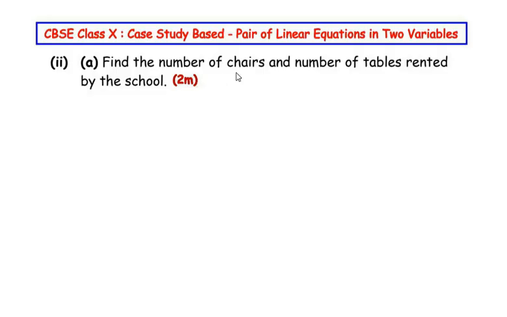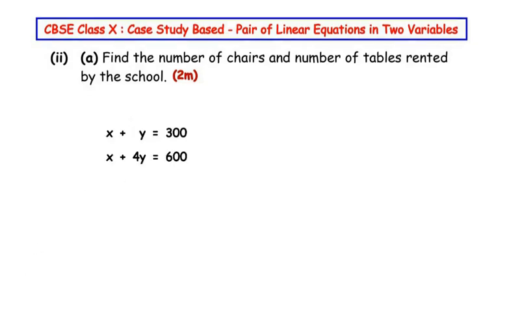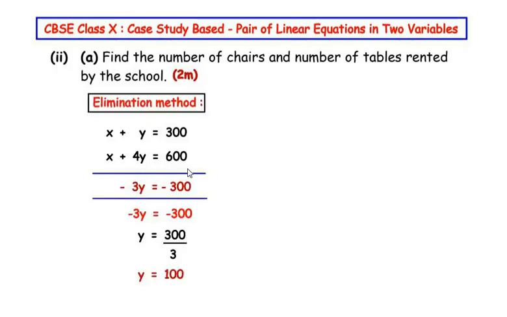Find the number of chairs and number of tables rented by the school. So here in this question, we have to find out the values of X and Y. So let us consider the two equations which we had got in the previous question. Now these were the two equations which we had got, and to find out the values of X and Y, we will be using the elimination method. Now let us change all the signs of the second equation. So positive X becomes negative X, positive 4Y becomes negative 4Y, and positive 600 becomes negative 600.